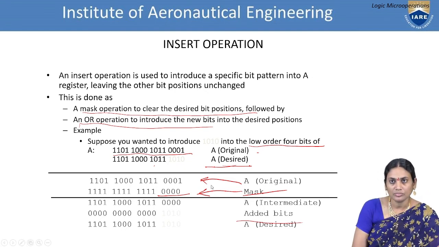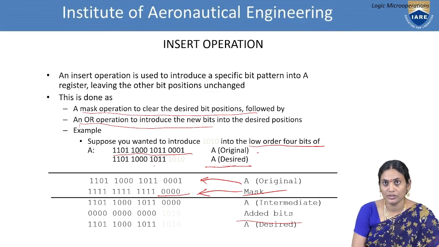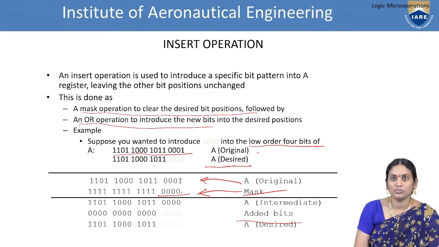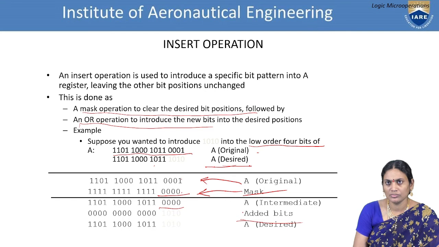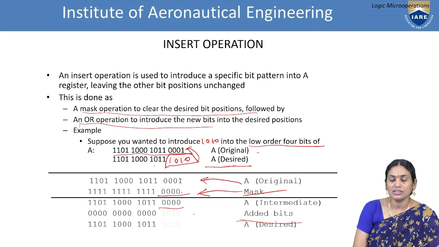Now it is focused on the AND operation. Masking operation is an AND operation. So we get 0, 0, 0, 0. Now we have to add new bits. The new bits here are 1, 0, 1, 0, and I want to insert this particular value into the last 4-bit order of the register. Because of visibility there were some mistakes, so here it is 1, 0, 1, 0, which you have to insert.